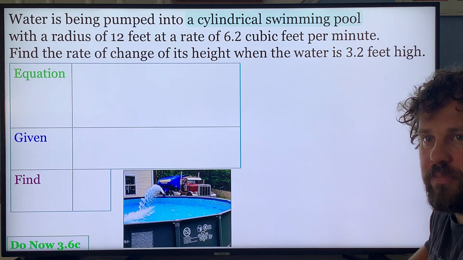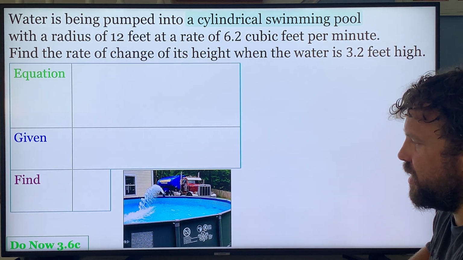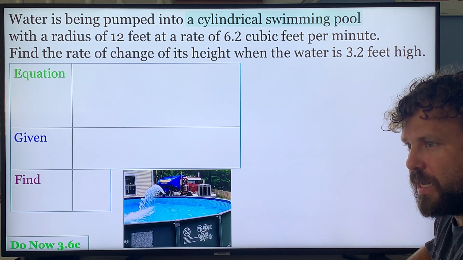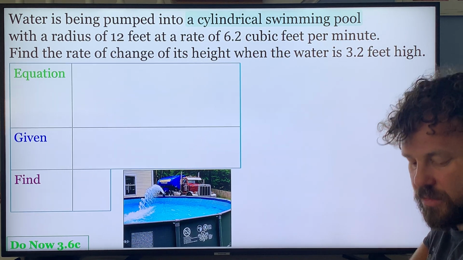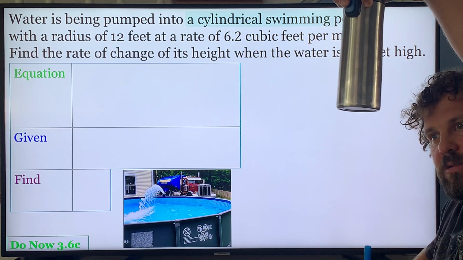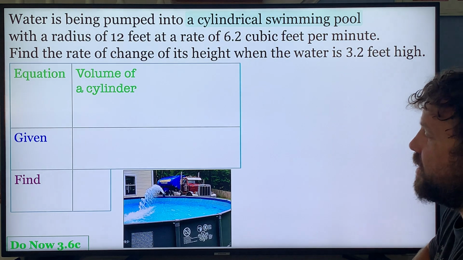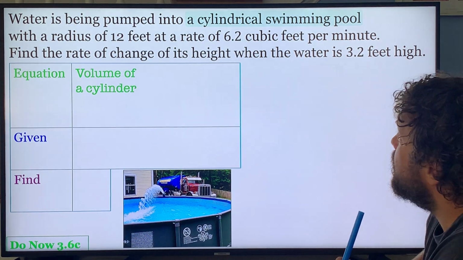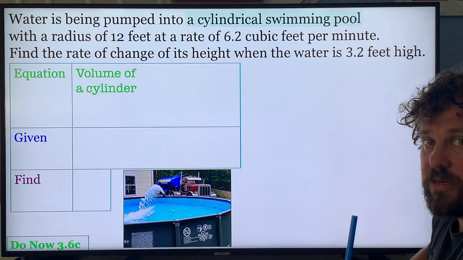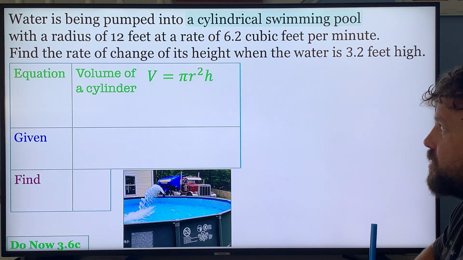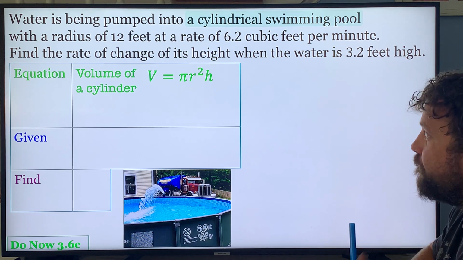Cylindrical swimming pool. Wait, cylindrical? Is that a 3D model or a 2D model? A cylinder is like a can of soda. This is like a cylinder. 3D. So, volume of a cylinder. Anytime you're dealing with 3D models, it's volume. So, what's the volume of a cylinder? Do you remember? Area times the height. So, it's pi r squared, which is the area of a circle, times its height.